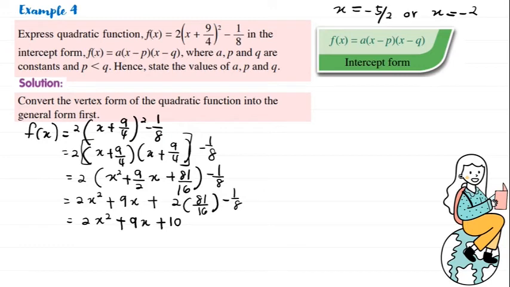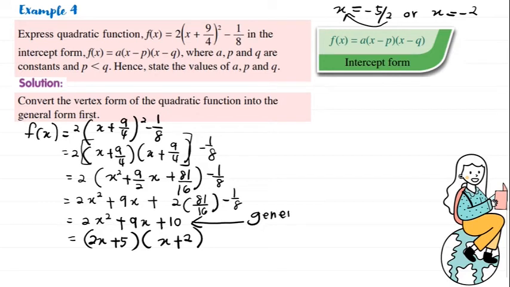Okay, but we don't want to directly say this is the answer, so we have to put it into brackets, so it will become this one. How to move into the form, into the bracket? So multiply with 2, it becomes 2x plus 5, and x minus negative 2 becomes x plus 2. Okay, in this case, this is the general form. Okay, so we already changed the vertex form into the general form.